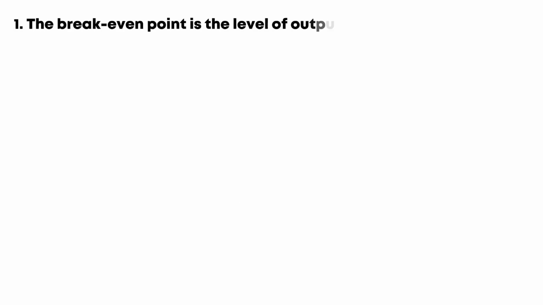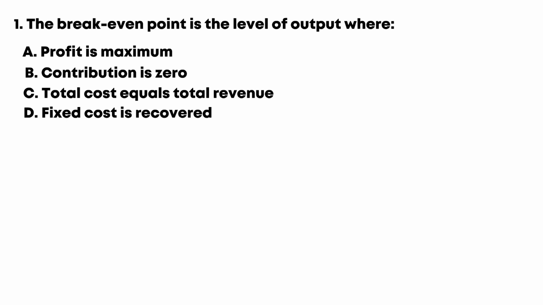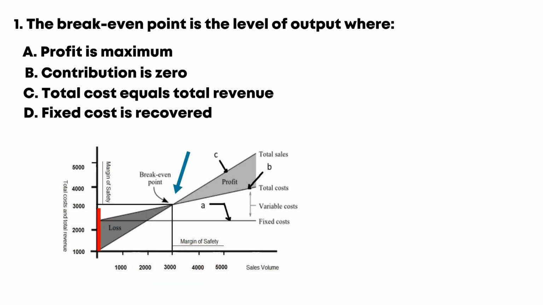Question number 1. The break-even point is the level of output where A. profit is maximum. B. Contribution is 0. C. Total cost equals total revenue. D. Fixed cost is recovered. Pause the video and answer. At break-even, total cost equals total revenue. The answer is C.